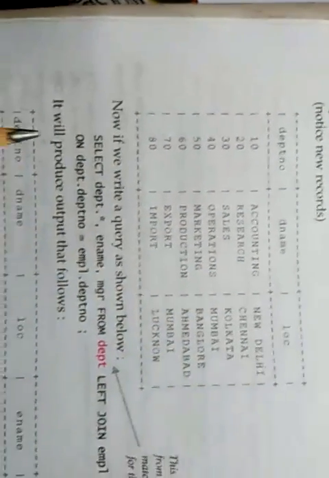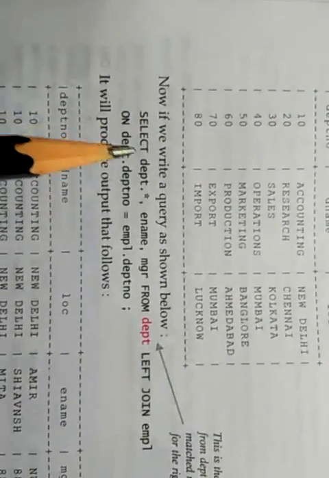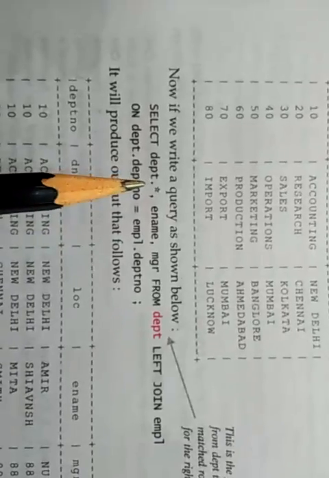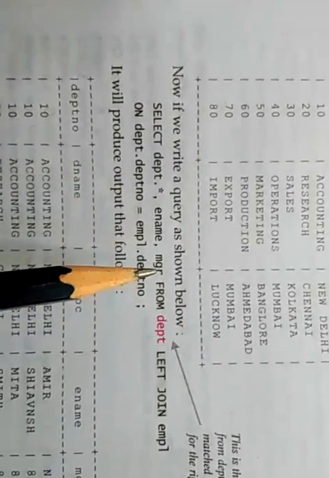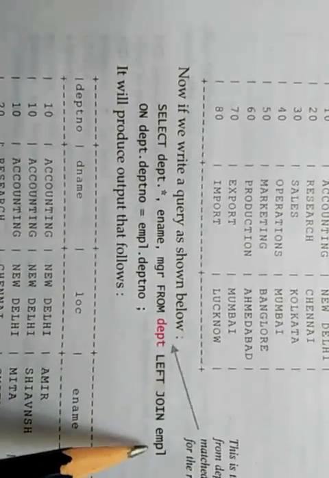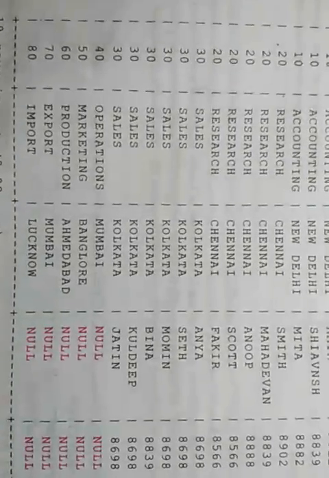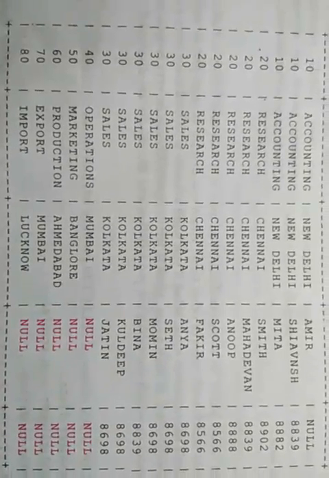There is the table department that contains the department number from 10 to 80, department name and location. And we are writing the command here: select department.*, meaning all the columns of the department table, employee name, MGR from department left join employee on department.department_number = employee.department_number. So this is the result of this query.